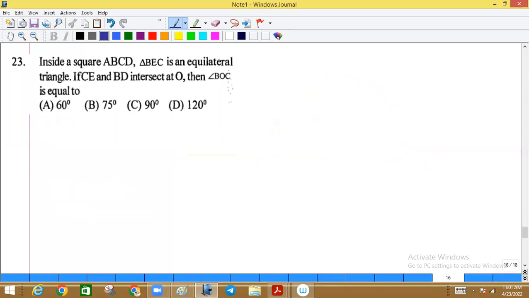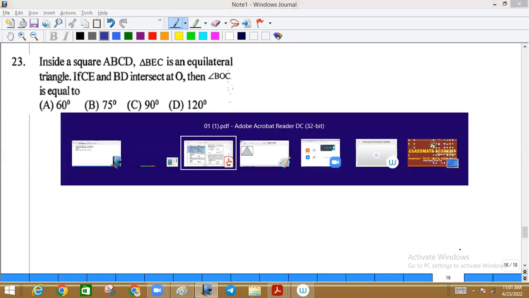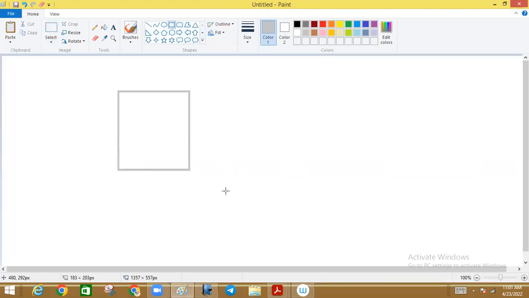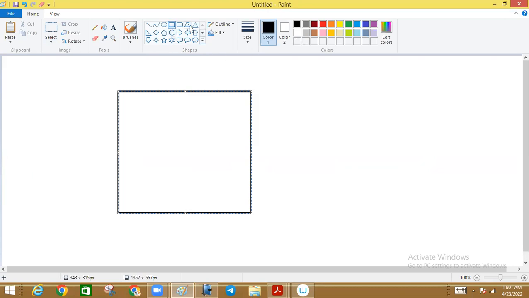Inside a square ABCD, triangle BEC is an equilateral triangle. If CE and BD intersect at O, then the angle BOC is equal to? First, you take a square ABCD. You draw an equilateral triangle in it. Don't draw it like this. This will not be an equilateral. Understood? Equilateral is somewhere like this.